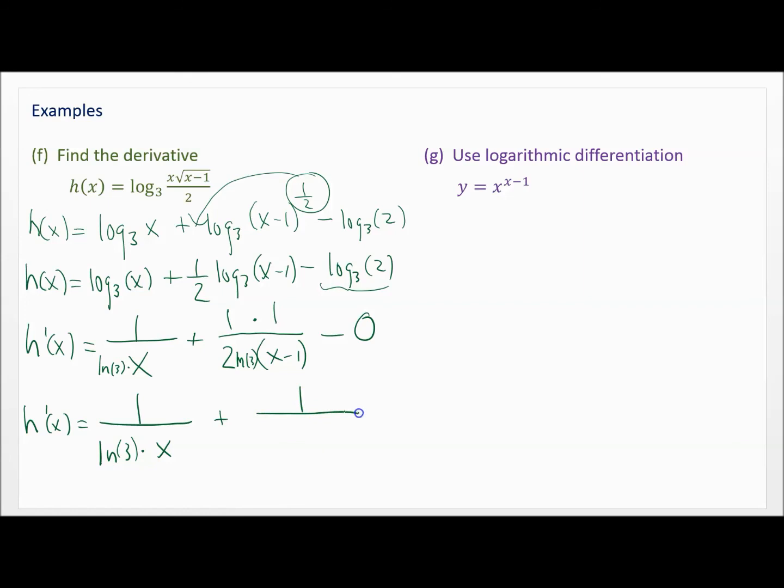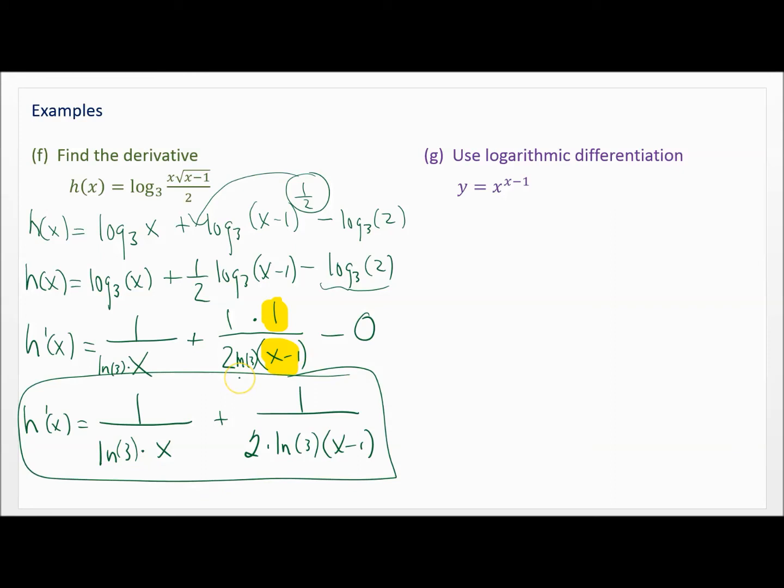Plus 1 over 2 times natural log of 3 times x minus 1. Do you know what I forgot? I forgot to take the derivative of the inside right here. Maybe I did. Maybe that's what that 1 was, but the derivative of x minus 1 is 1. Now, it didn't change my answer, but listen, if that was a 2x minus 1, then the derivative of the inside would be 2. Remember, chain rule there. So make sure you follow that. Maybe stop the video and go back and make sure you're comfortable with all of those steps.